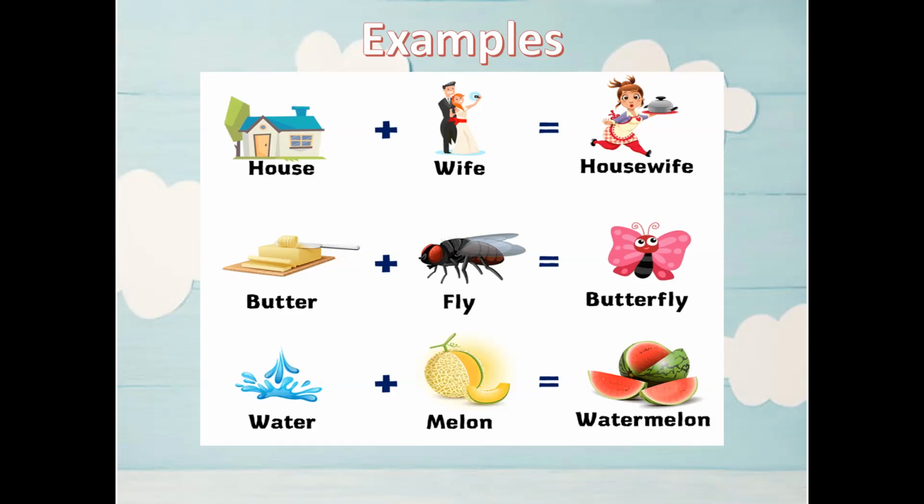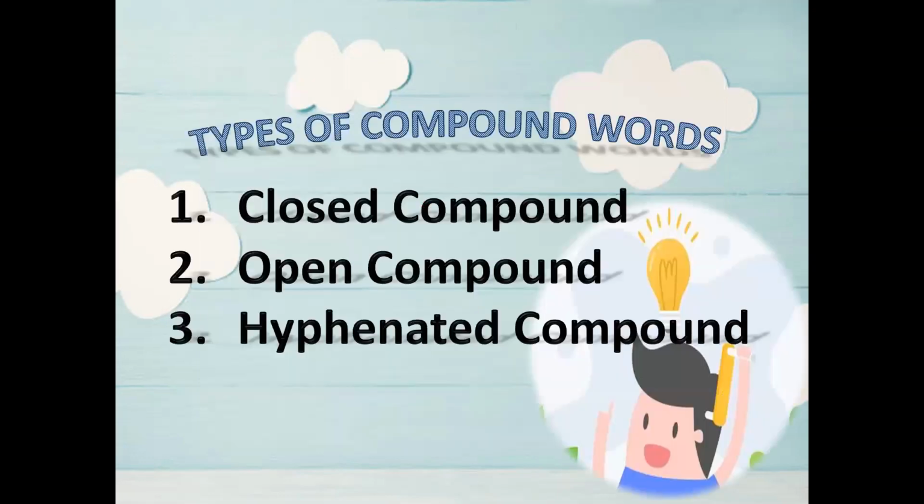Okay, let's see. Then we have different types of compound words. In this case, we're going to discuss three types of compound words. The first one is closed compound words. We have open compound words and hyphenated compound words. Okay, so let's see the differences.